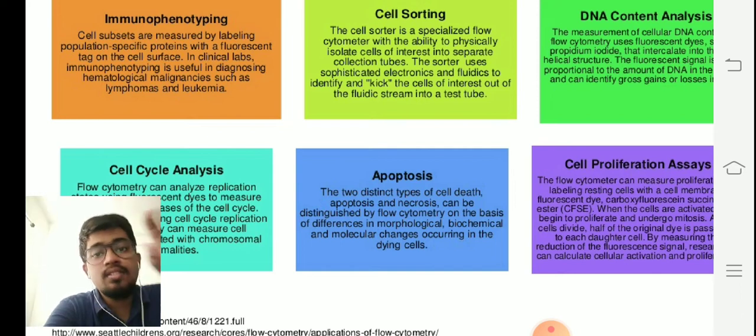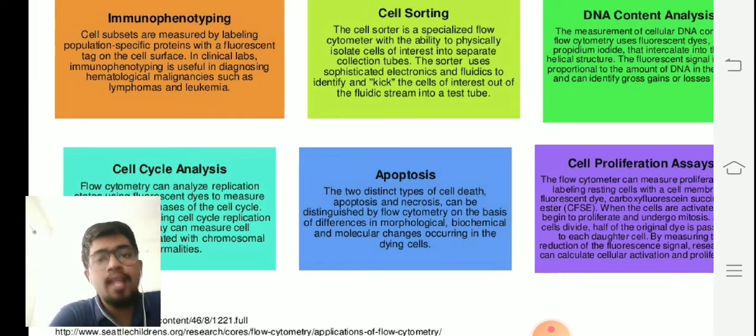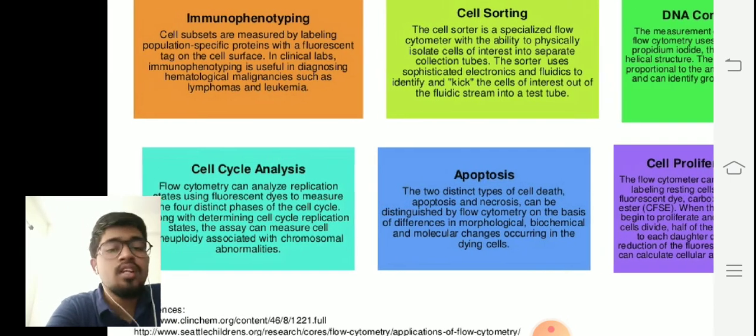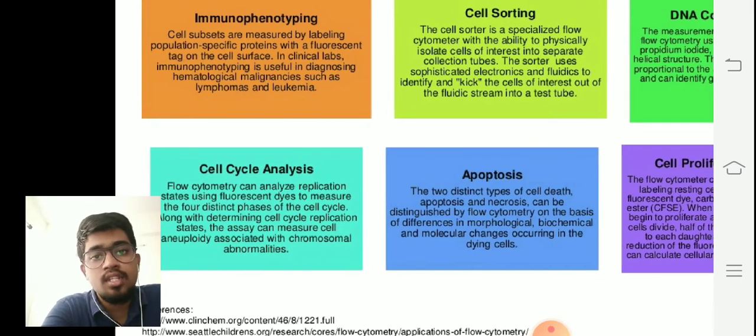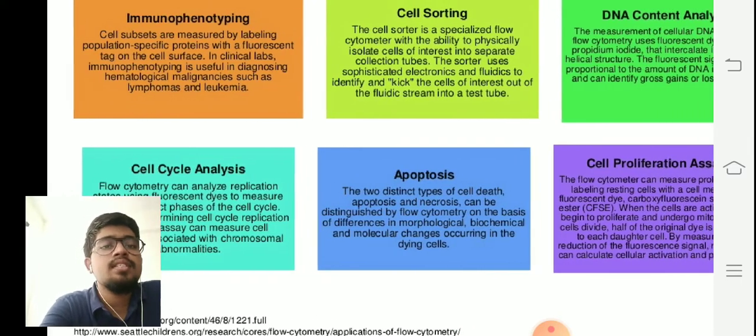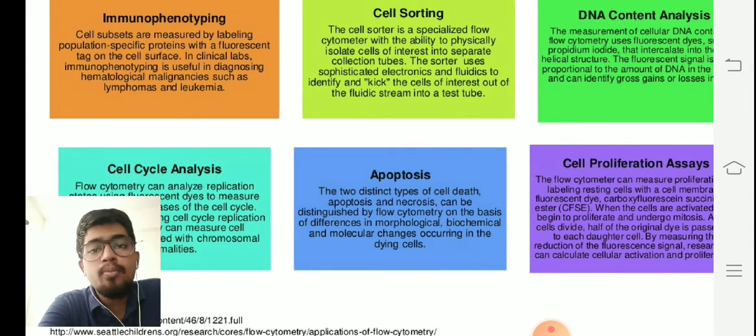So this flow cytometry can actually analyze and detect where this abnormality is occurring, and it can also analyze the replication states using these fluorescent dyes, as it says. And then coming to the cell death, apoptosis.